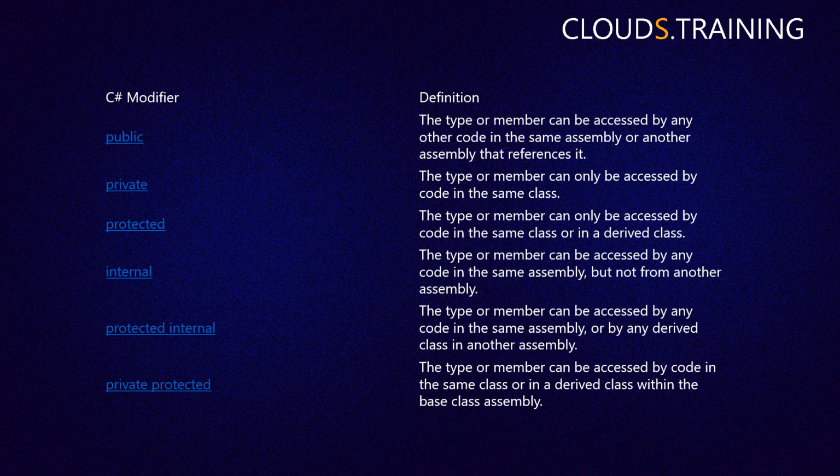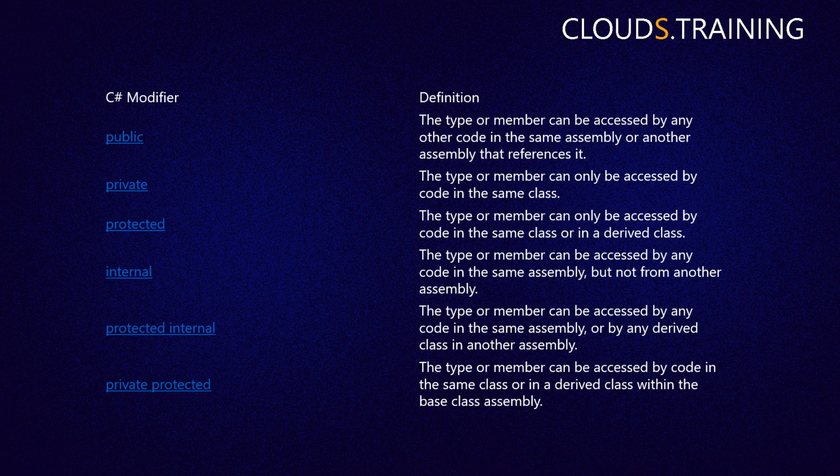We have different types of access modifiers like public, private, protected, internal, and private protected. Depending upon the situation and the requirement, we need to pick the right one. So let us understand what a public access modifier is.